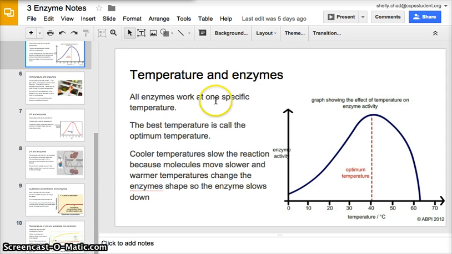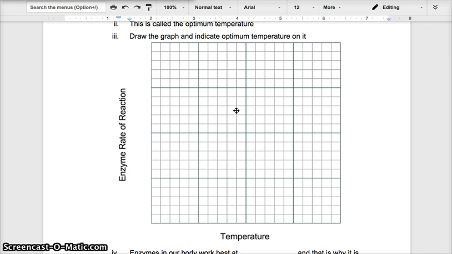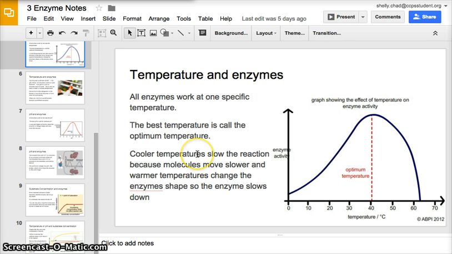So all enzymes work at one specific temperature, and this is called the optimum temperature. If you've ever heard of Optimus Prime, the best Transformer, optimum means the best temperature. So they work best at one temperature, called the optimum temperature. This optimum temperature is going to be different for different enzymes. Some enzymes are going to work best at all temperatures. It just depends on what organism it is.